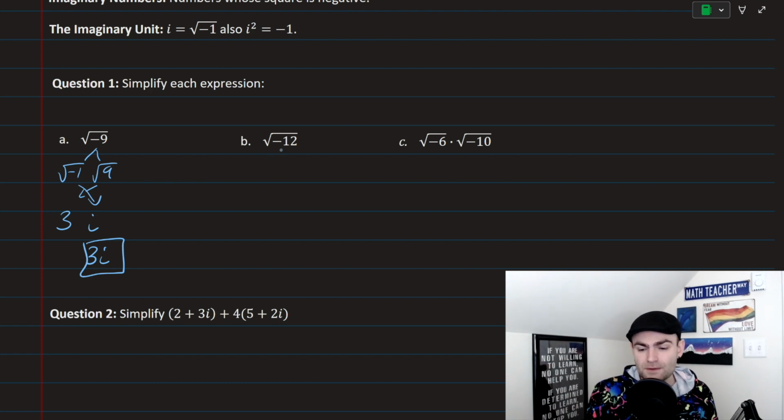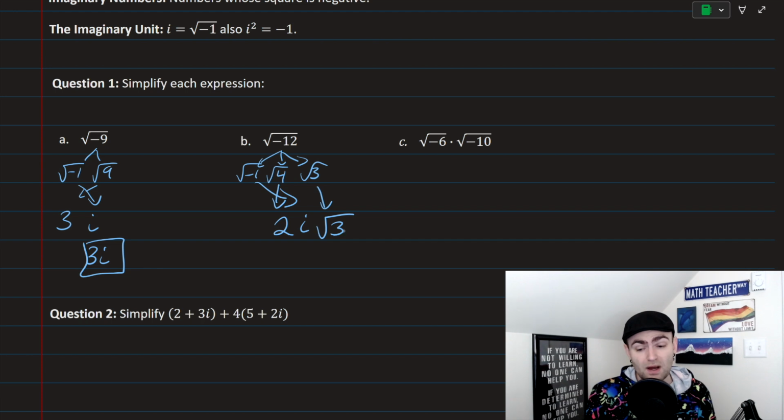This one here is a little bit different. I can split this up into 3 parts. I can split this up into -1, a square, which is 4, and then a random 3 that just got thrown in there. The square root of -1 is i. The square root of 4 is 2, and the square root of 3 doesn't simplify. So we're just left with 2i square root of 3, which is perfectly fine.